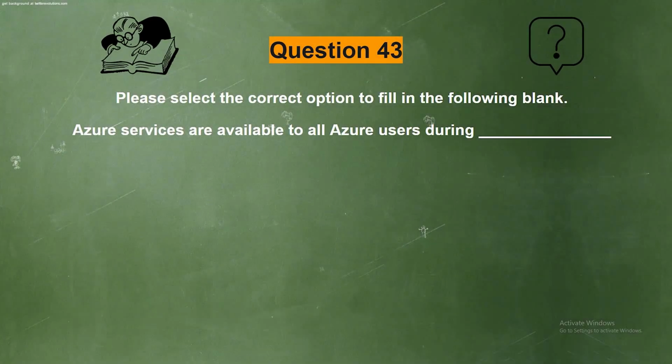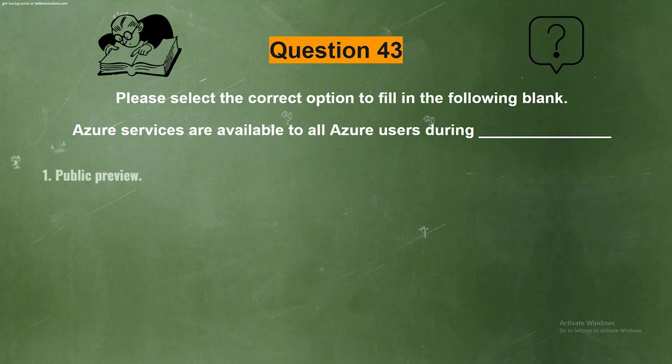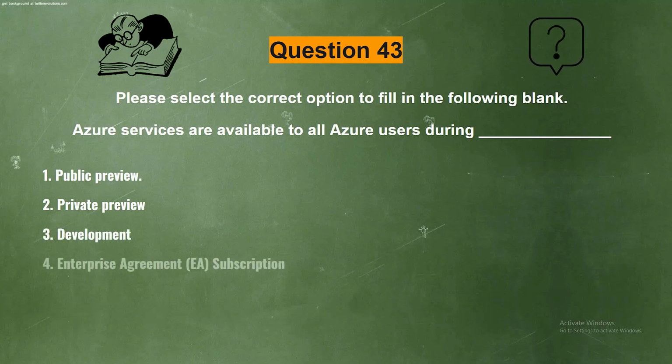Next question. Please select the correct option to fill in the following blank. Azure services are available to all Azure users during dash. And the options are option 1, public preview, option 2, private preview, option 3, development, option 4, enterprise agreement subscription. And the correct answer is option 1, public preview.